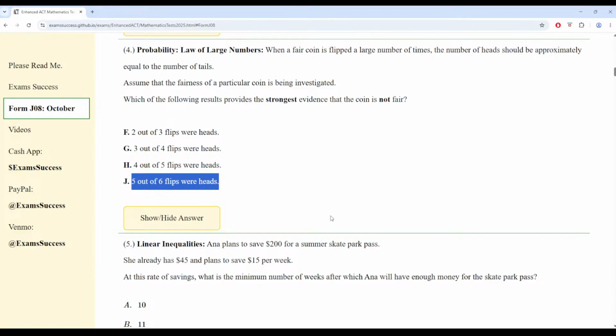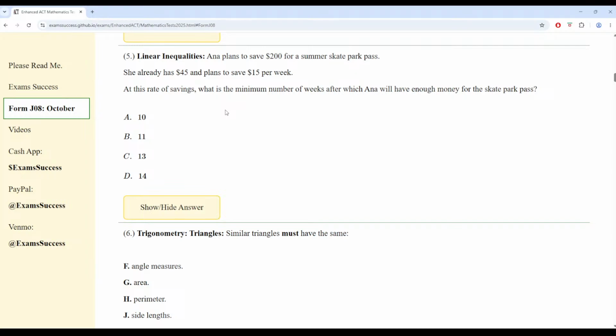All right. Question number 5 is on linear inequalities. Who plans to save $200 for a summer skate park pass? So this is her goal. She wants to save this amount of money.